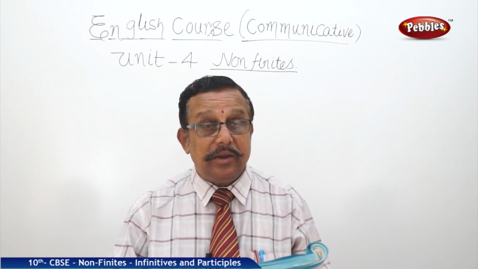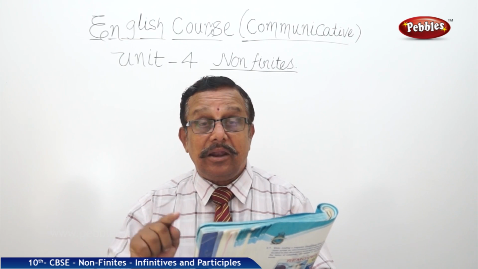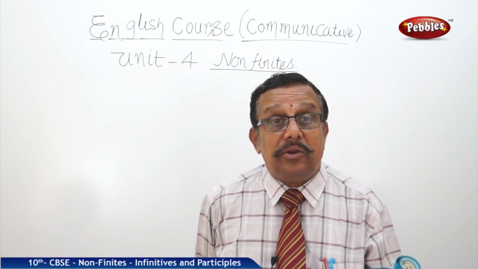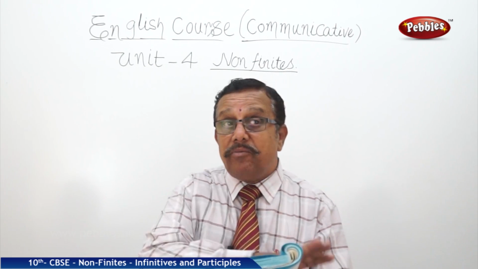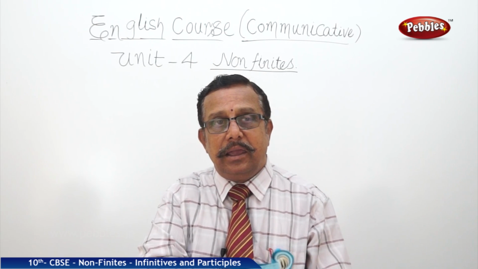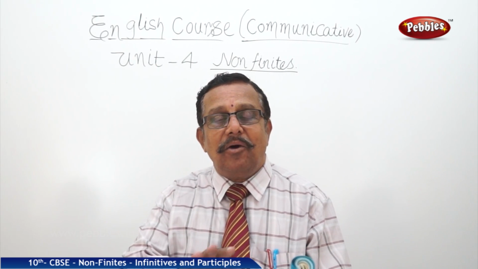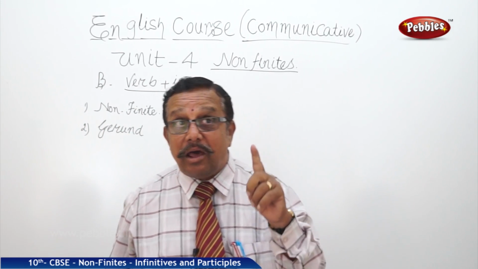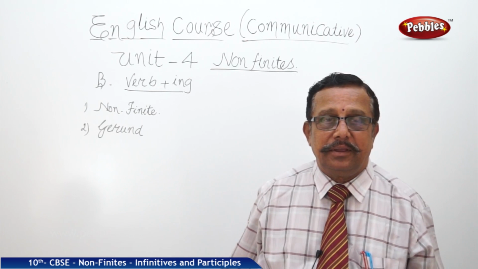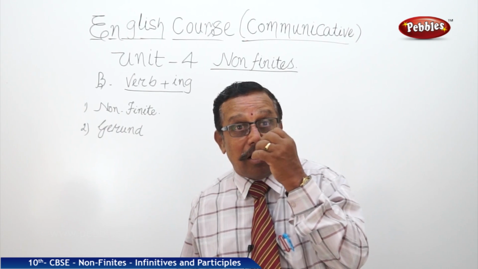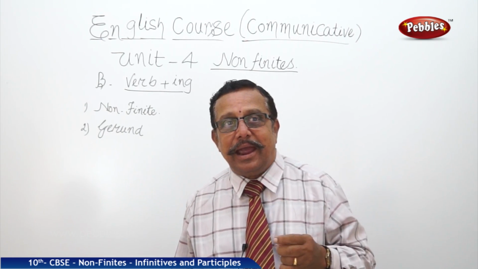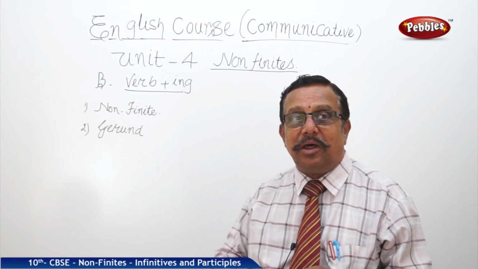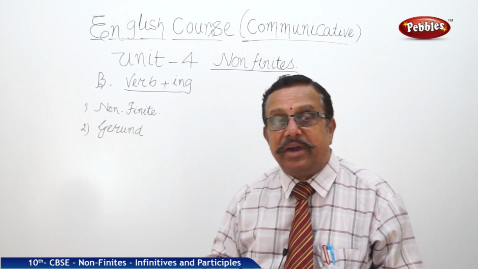And now B, verb plus ing as a non-finite. Now we get the explanation why we are using such. Earlier all we have done unknowingly. Now we will know the reason why we have used that like that. Now we are seeing the non-finite form of verbs, and when they are called non-finites and when they are called gerunds. Now what is a non-finite form of a verb?